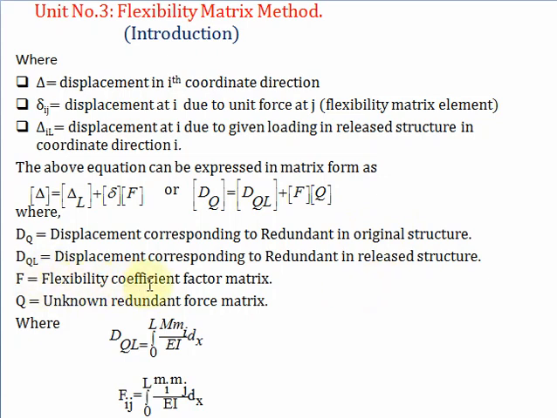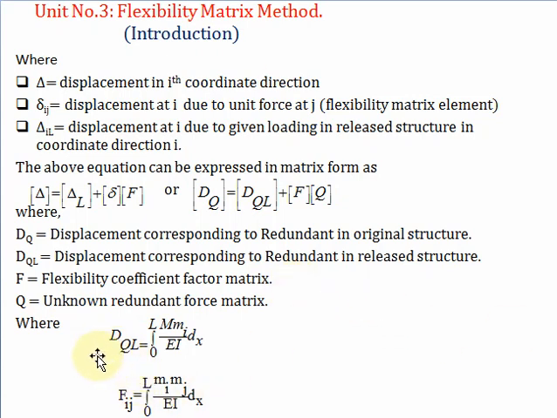F is the flexibility coefficient matrix. It depends upon the degree of static indeterminacy. If the degree of static indeterminacy is 2, then the flexibility matrix will be 2 by 2, and DQL will be 2 by 1. If the degree of static indeterminacy is 3, then the flexibility matrix will be 3 by 3, and DQL will be 3 by 1. Now Q is the unknown redundant force matrix. DQ is nothing but the unknown.